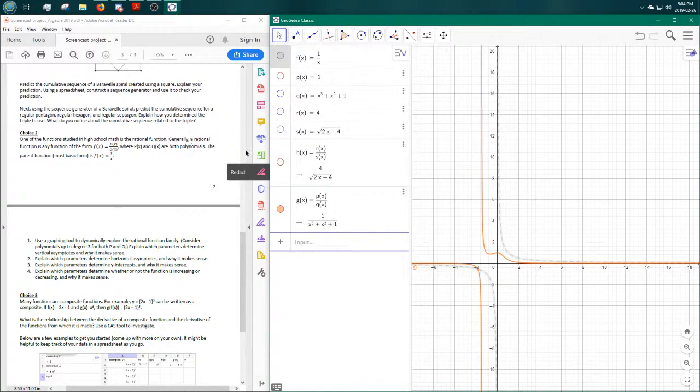But that's how I would use technology to figure out rational functions using GeoGebra, and how I would determine and answer these 4 questions.